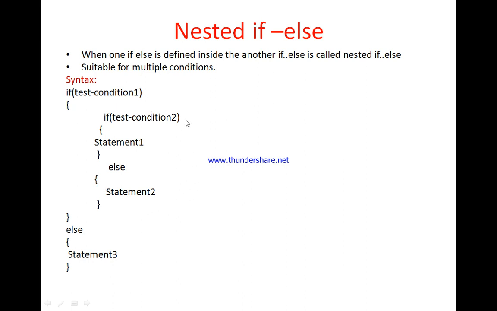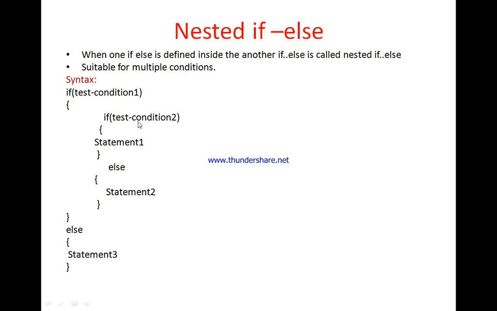Okay, now let us see the working of nested if else. So what is happening at the entry point? Test condition 1 is checked. If test condition 1 is true, then control goes inside the if block and test condition 2 is checked. If test condition 2 is true, then statement 1 is executed, and then directly the statement which is present outside of the nested if else is executed.